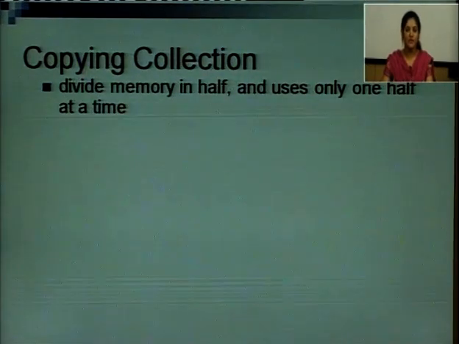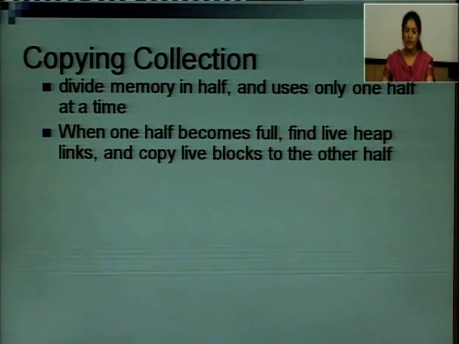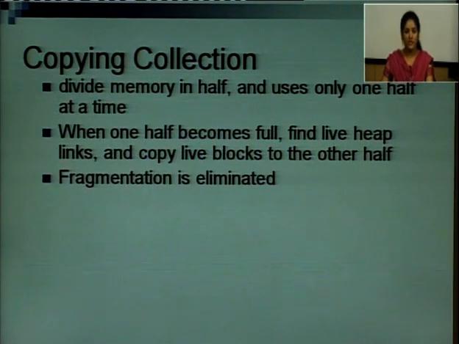And the third method is copying collection. It divides memory in half and uses only one half at a time. When one half becomes full, it finds live heap links and copies live blocks to the other half. Fragmentation is eliminated. In both earlier techniques, fragmentation may remain.